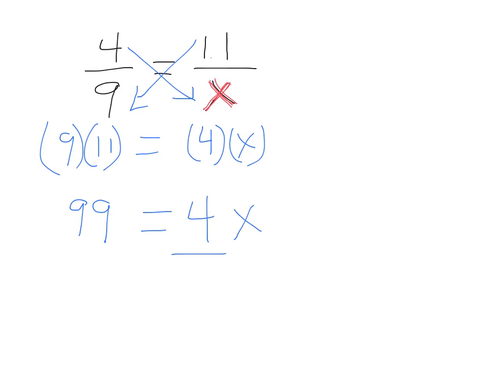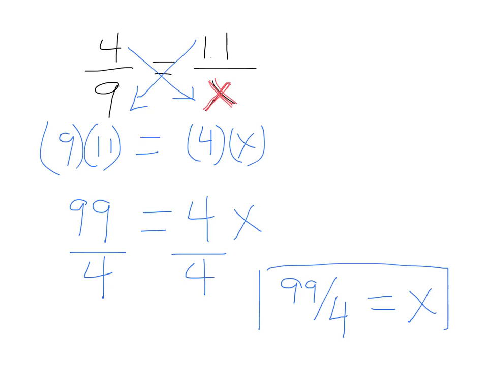In order to solve for x, you undo the operation that's happening, and now you can see clearly that 99 divided by 4 is equal to x. That's your answer. 99/4 is the value that x must be to make these ratios the same.